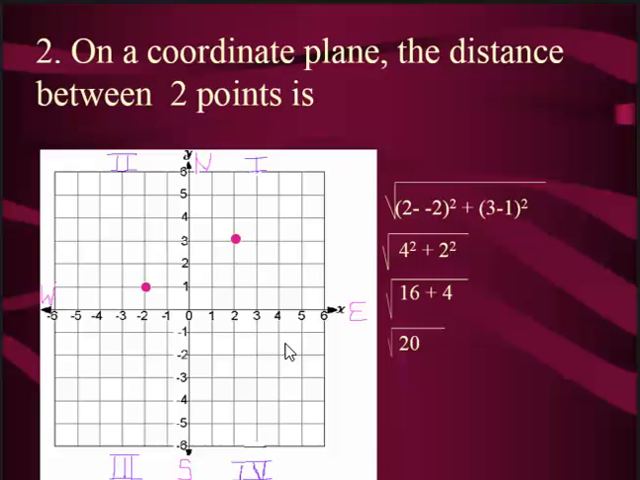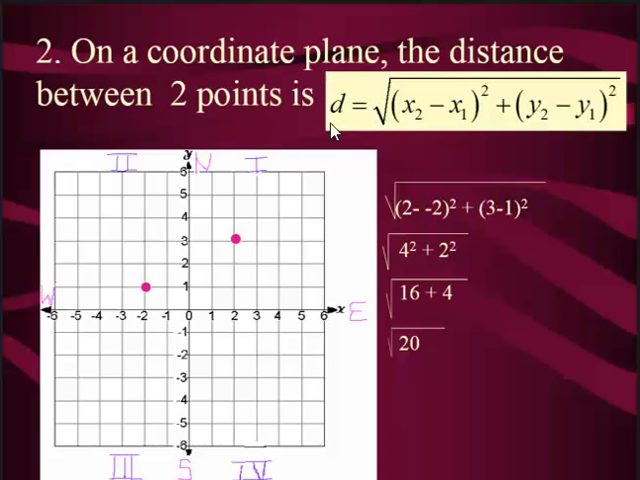If you are on a coordinate grid, like so, then our formula for distance, D stands for distance, is the square root of our x values being subtracted, then we square that, the y values being subtracted, you square that, and then you add those two numbers together. Make sure you take the square root of it when it's all said and done.